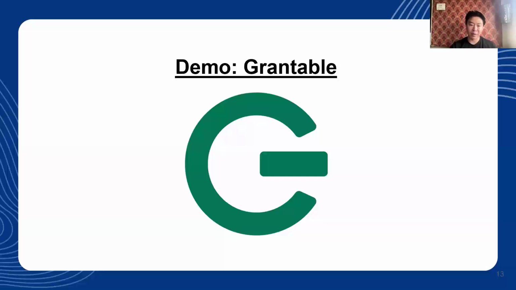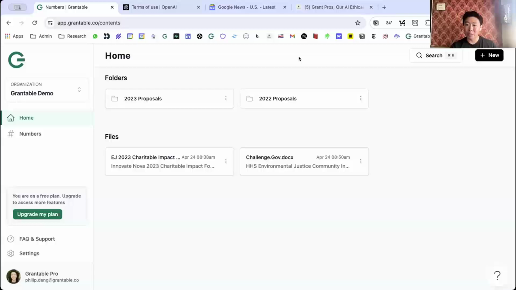But hello, everybody. I'm Philip Deng. I'm the co-founder and CEO of Grantable. I am going to share Grantable now. And I hope David and Alice aren't offended if I say, hey, I don't think those chatbots are really the best tool for grant writers.